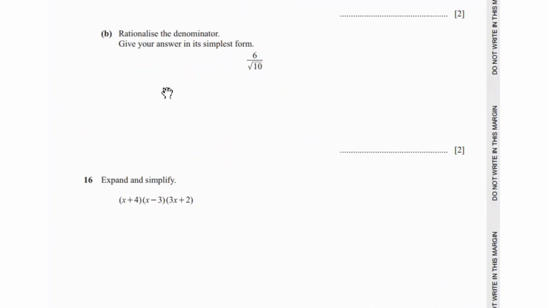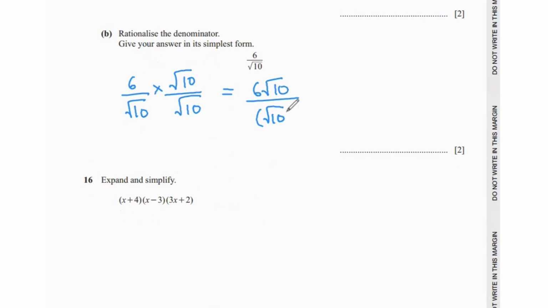Then rationalize the denominator. So give your answer in its simplest fraction. When you're trying to rationalize a denominator, remember, you multiply and divide the fraction by the surd in the denominator. So I just multiply and divide it by root 10. So that gives us 6 root 10, and we have square of root 10. Most of the kids say, oh, why don't we cancel it out? If you cancel it out, you're going back to the question, so nothing is happening.